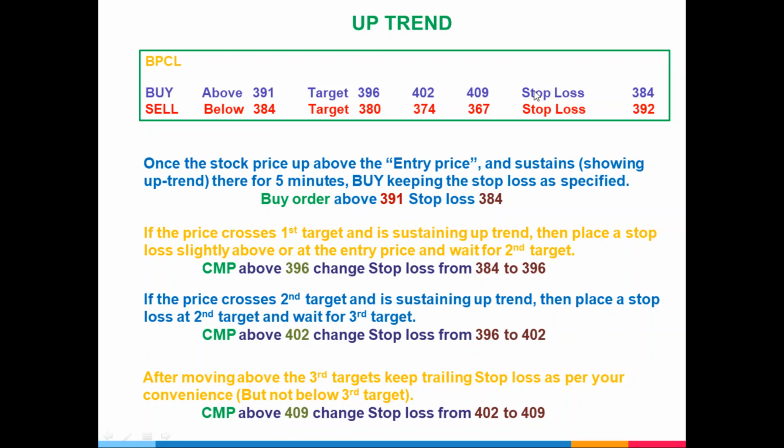Suppose if it moves to 415, then I will change to 411 or 12. And once it moves to 420, I will change to 415 or 16. So once it has moved above a particular level, then the stop loss for a buy side would be above the previous stop loss, not below those levels. So this is how I manage a trade on the upside, the positive side or buy side trades.